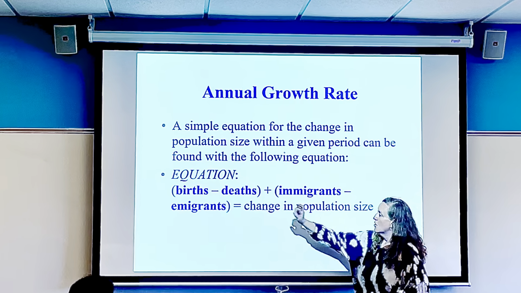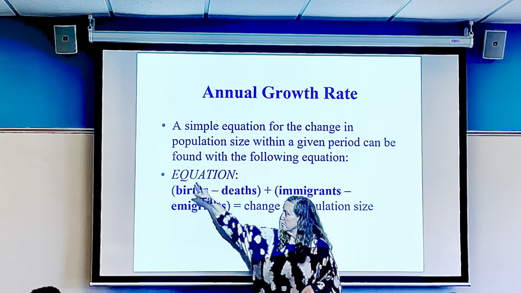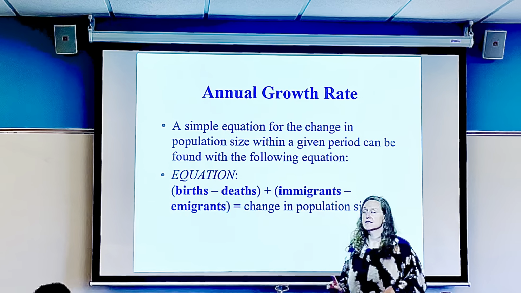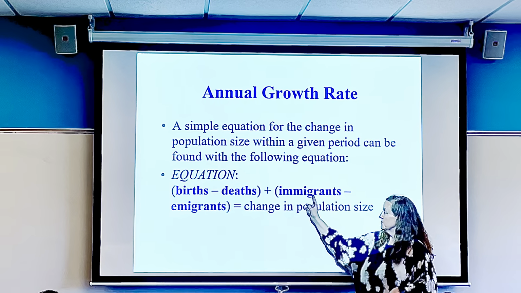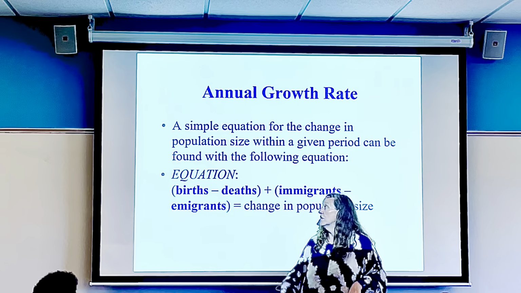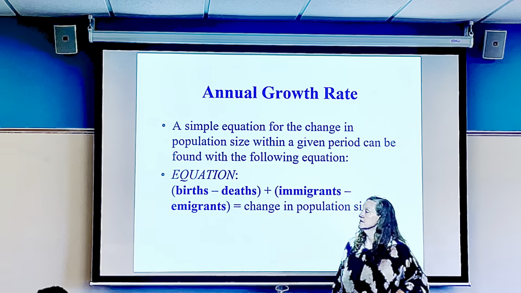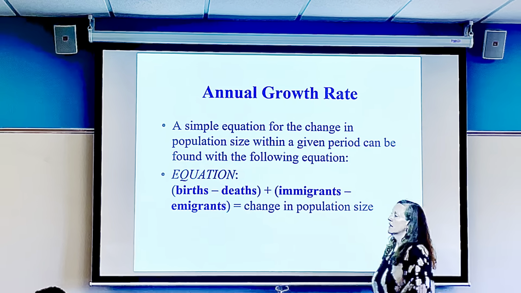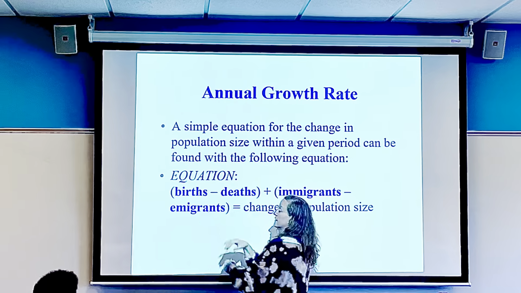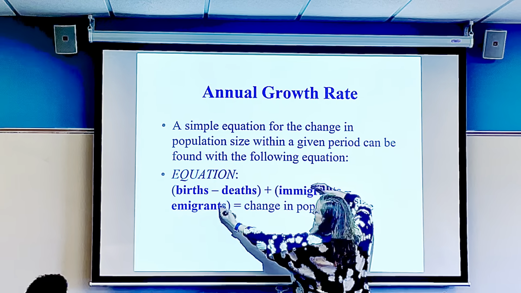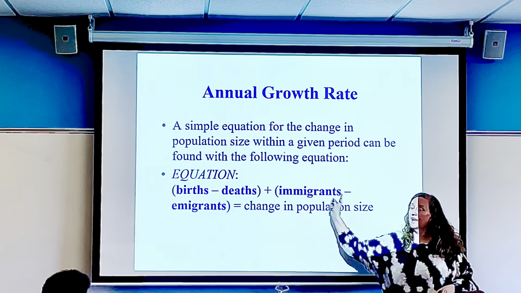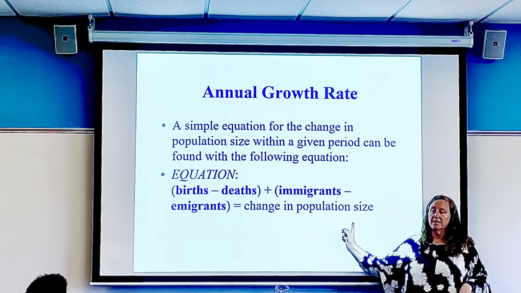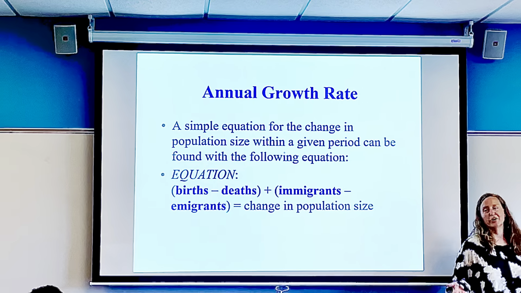So, one of the main factors we're looking at: you're going to take the amount of births, subtract the amount of deaths, and then add in the amount of immigrants minus the emigrants. So births minus deaths plus immigrants minus emigrants. You would calculate this first, and then this, and then add those two numbers together, and that'll tell you your change in population size.